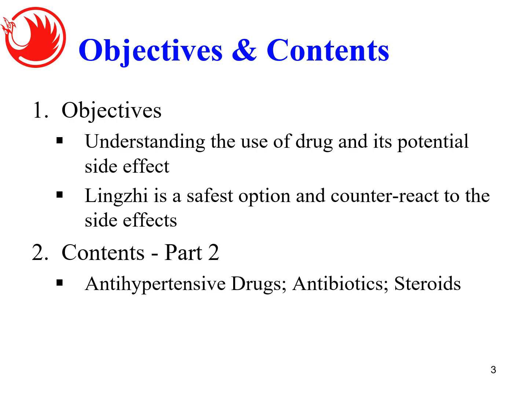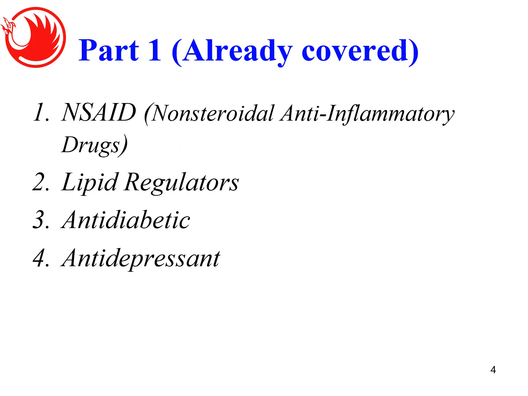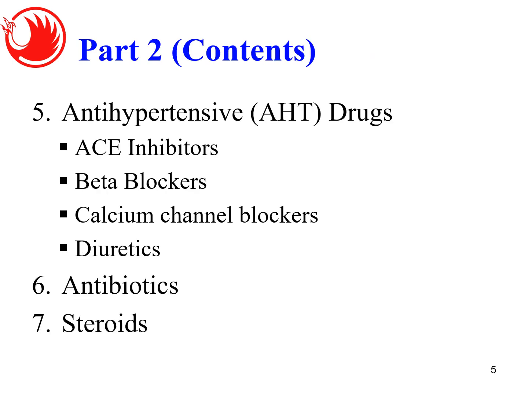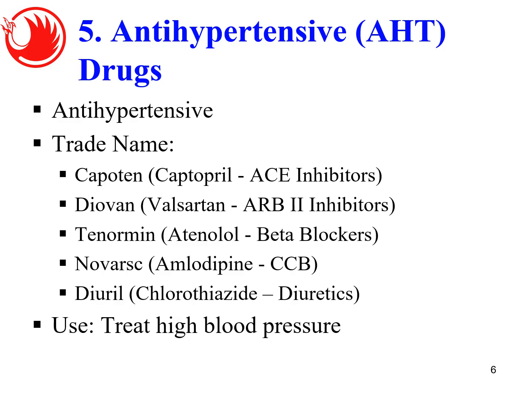Okay, so today we're going to do part 2. We're going to cover antihypertensive drugs, or in short hypertension medicine, antibiotics, and steroids. We already covered the following 4 drugs: NSAID, lipid regulators, anti-diabetic, and antidepressants last month. Today we're going to cover the 3 drugs as mentioned just now: antihypertensive, antibiotic, and steroid. So let's start with antihypertensive, in short, AHT drugs.